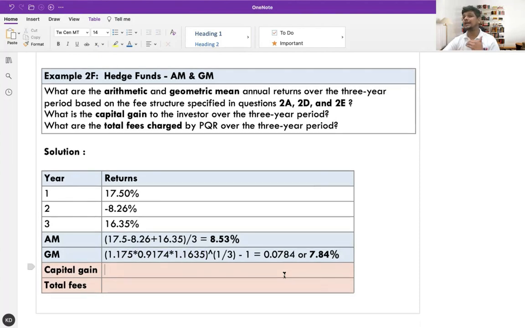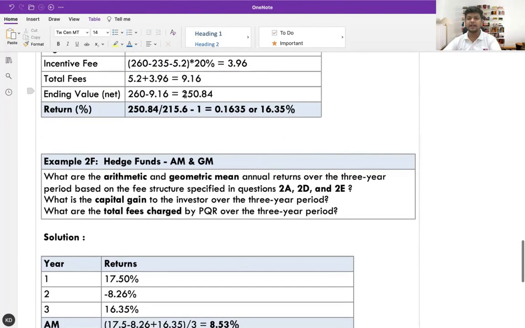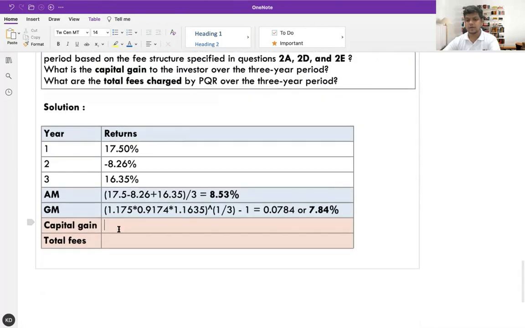So what is the total gain that happened to us? What was the ending value after everything at the end of the third year? Can I say it was 250.84? Correct? Yes. And initially you invested 200. Your total capital gain was, I can say, 50.84.